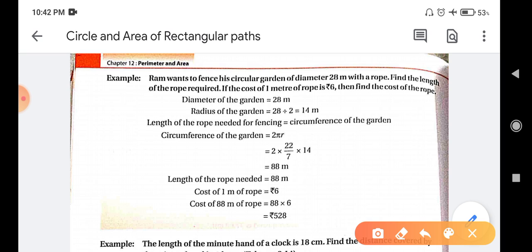Then we are given one more thing. If the cost of 1 meter of rope is rupees 6, then find the cost of the rope. We are given cost of 1 meter of rope which is rupees 6. Then we have to find the cost of 88 meter of rope. Then it will be 88 multiply 6, that is rupees 528.